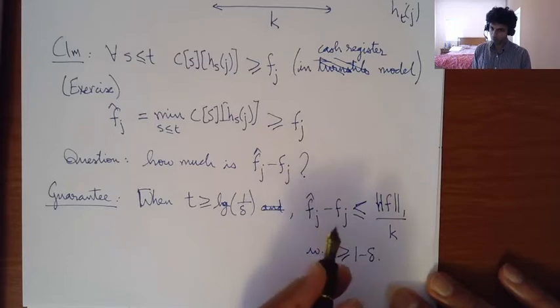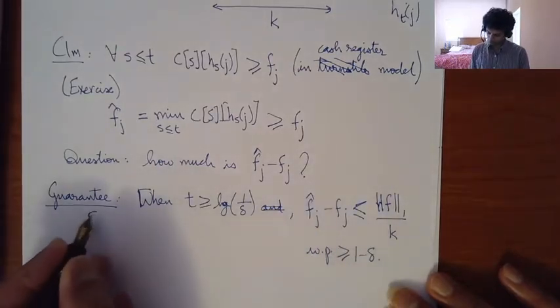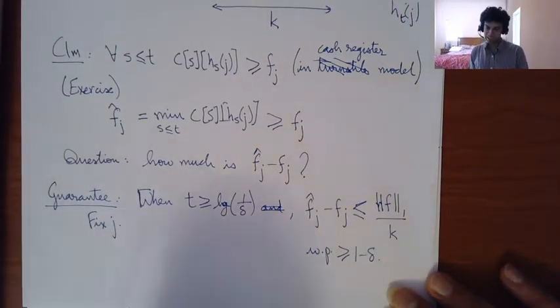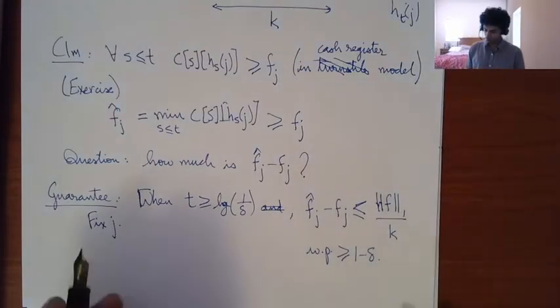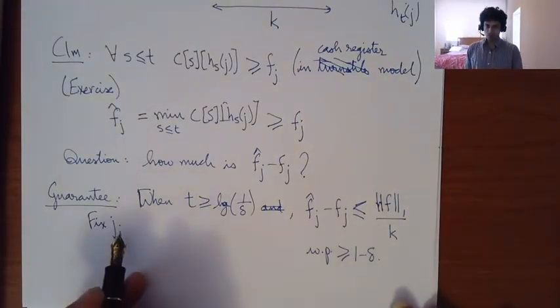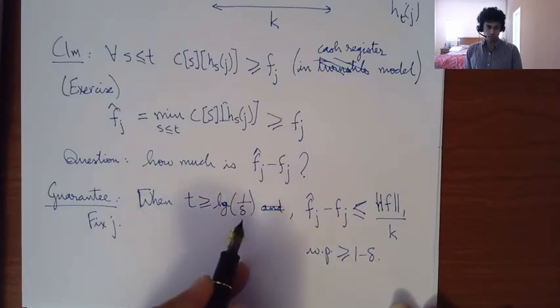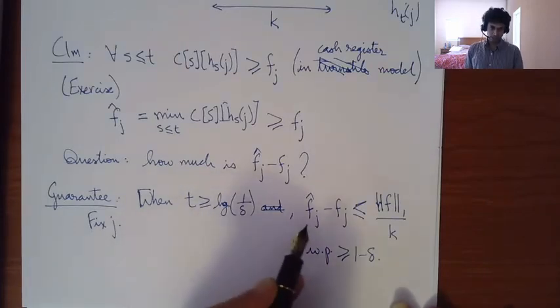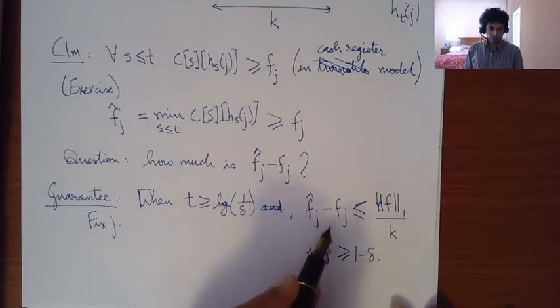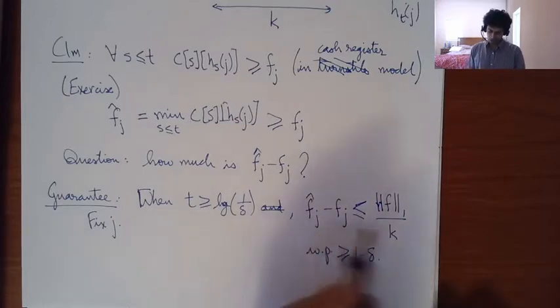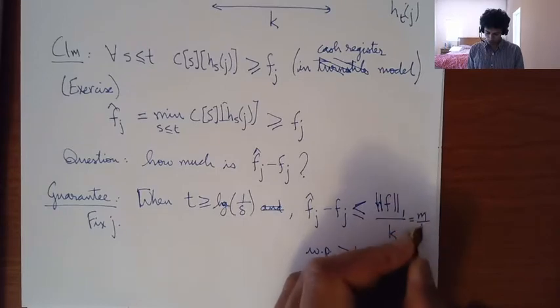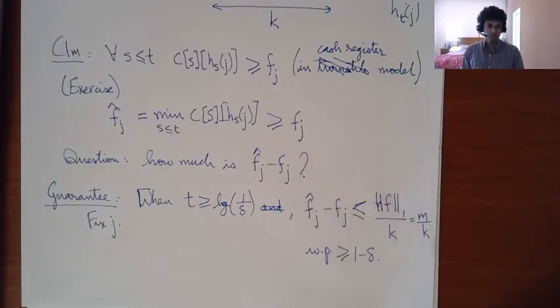Okay, and I have to be careful with the quantification here. So I'll say fix any j. You fix an element. If t is greater than log 1 over delta, then the guarantee is that the approximation is going to be correct essentially up to, and we call this, m over k. So for all the heavy hitters, we sort of expect to get a reasonable approximation.